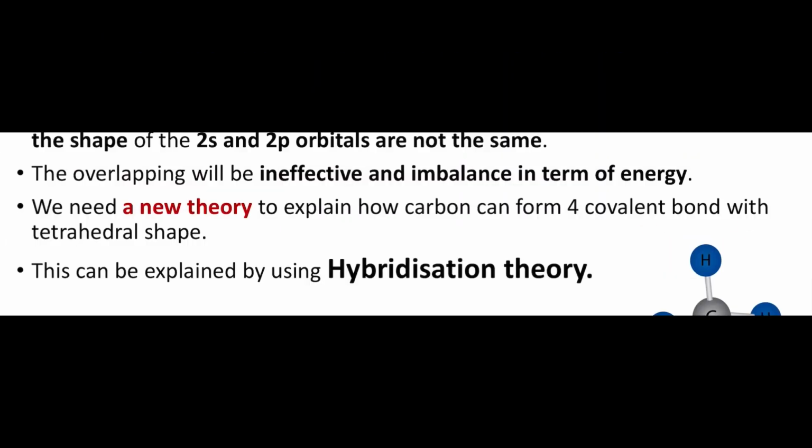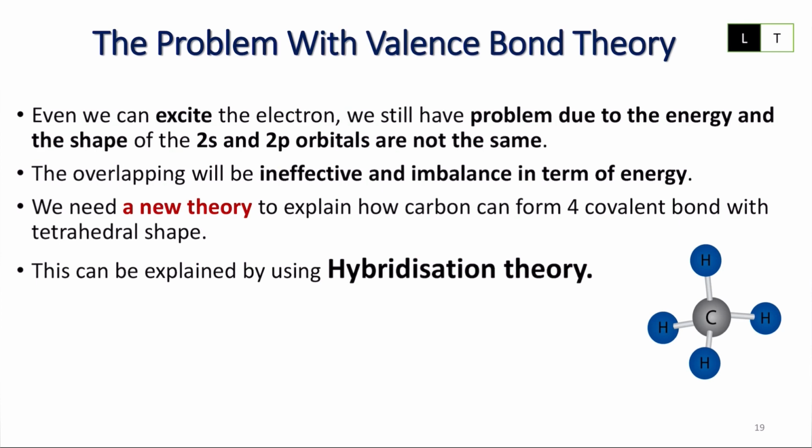Even though we can excite the electron, we still have a problem because energy and the shape of 2s and 2p orbital tak sama. So maknanya overlapping orbital dia tidak efektif ataupun dia tidak balance in terms of energy. Contohnya, in terms of bond length dalam CH4 sini, kita tak boleh guna s orbital untuk overlap dengan p orbital sebab dia punya shape tak sama. Contoh, kalau s orbital bentuk dia spherical, kalau p orbital bentuk dia dumbbell. So nampak pun shape dia tak sama.